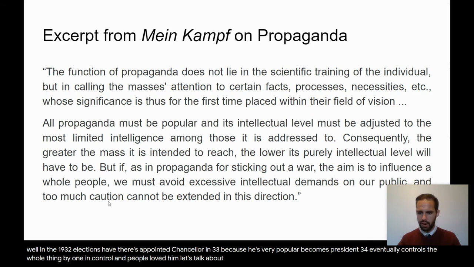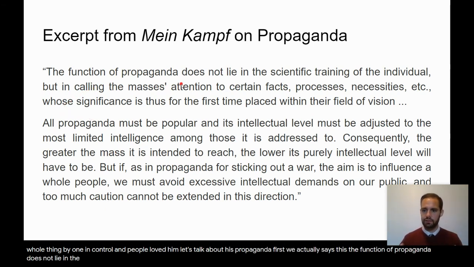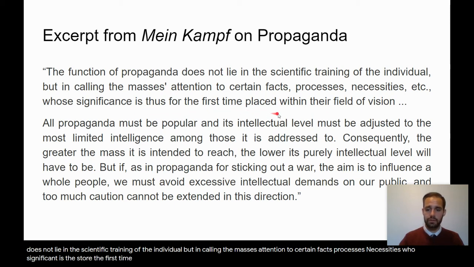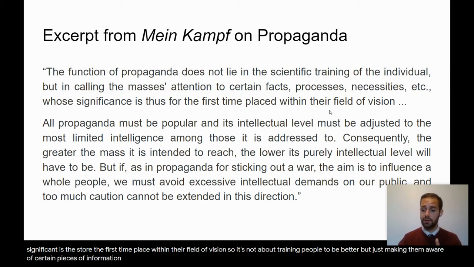Let's talk about his propaganda first. So he actually says this: the function of propaganda does not lie in the scientific training of the individual, but in calling the masses' attention to certain facts, processes, necessities, whose significance is thus for the first time placed within their field of vision. So it's not about training people to be better, but just making them aware of certain pieces of information. He goes on.